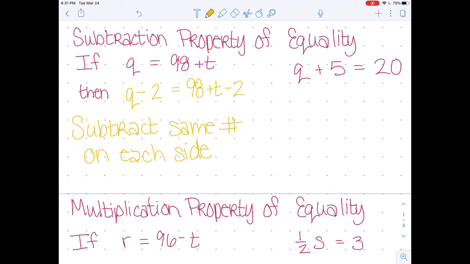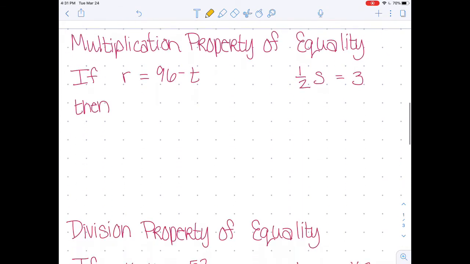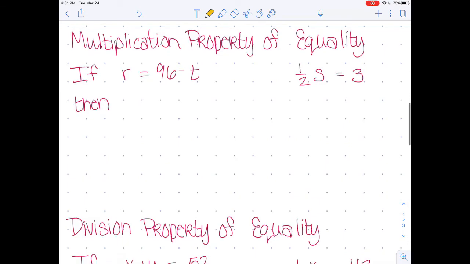So if we solve an equation like this, q plus 5 equals 20, I want it to be q equals. So if I subtract 5 on both sides, now I know that q equals 15. We're just performing the same operation on both sides of the equal sign.